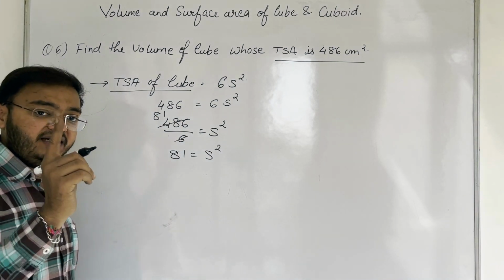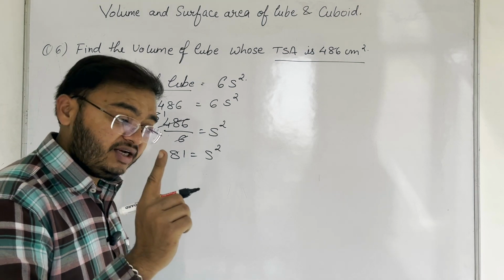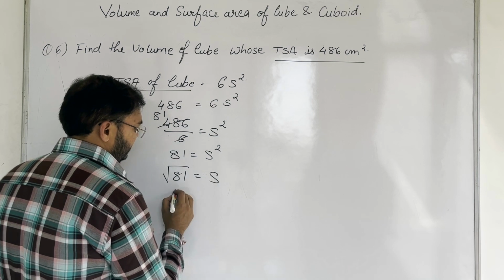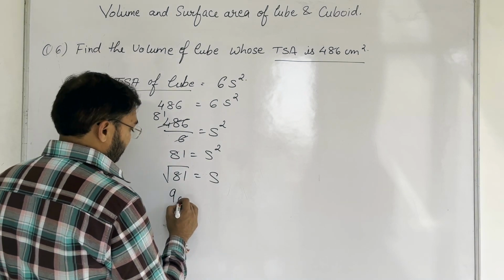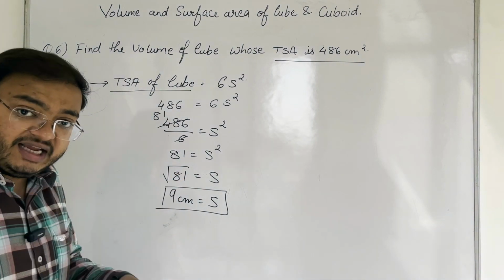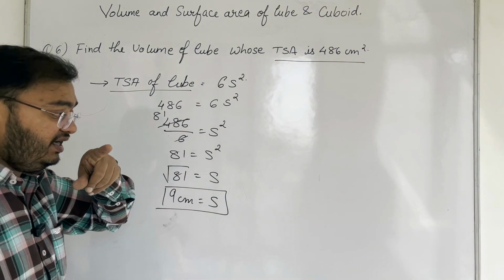I only have to find the side. I don't have to find side square. So I'll find the square root of it. So square root of 81, which is equal to side, is 9, and the unit is centimeter. So 9 centimeter is the side. Once I know the side, that is, the side is 9 centimeter.